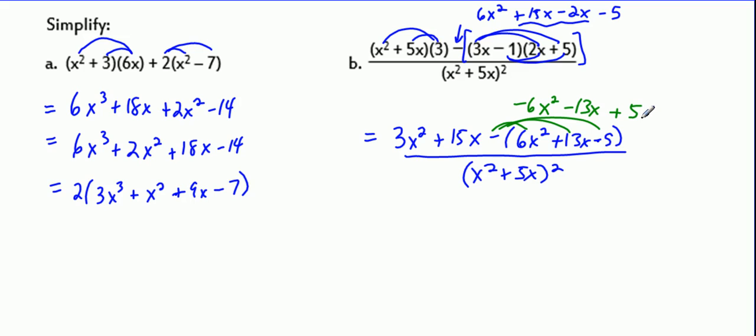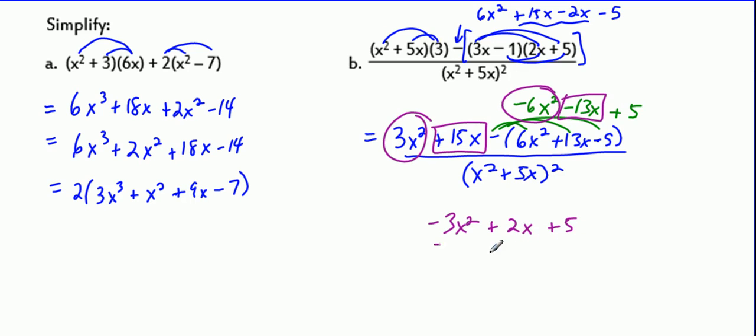And now you're going to combine like terms. So I see a 3x squared and a minus 6x squared. That's going to become minus 3x squared. I see a plus 15x and a minus 13x. That's plus 2x, and then there's a plus 5. And then this is going to be over x squared plus 5x quantity squared. And this certainly is simpler than what we started with.